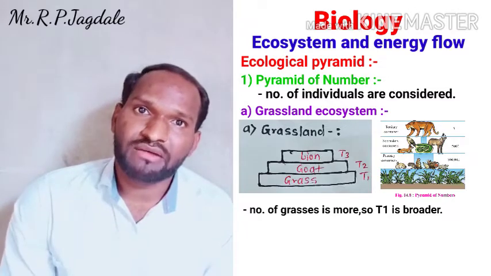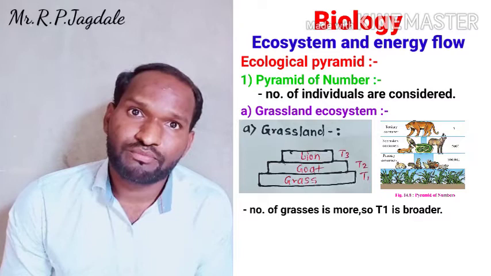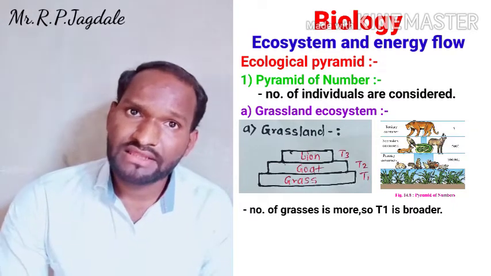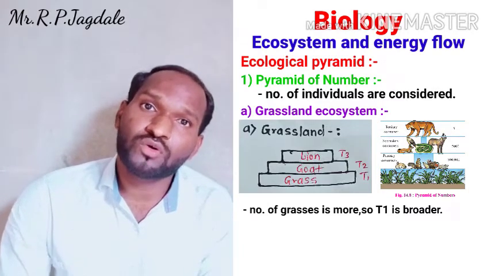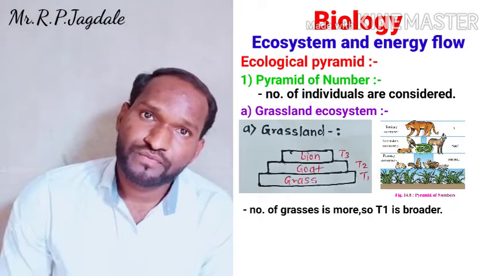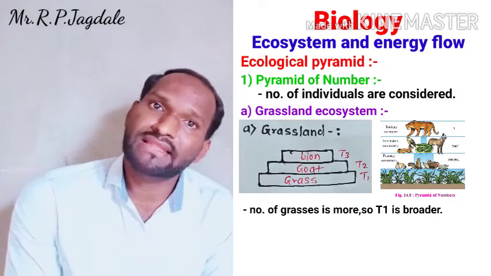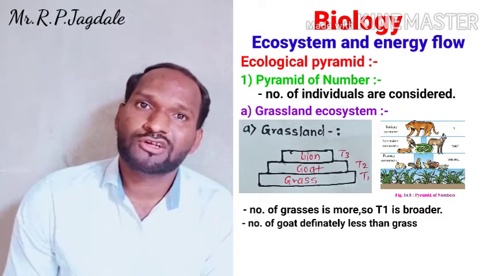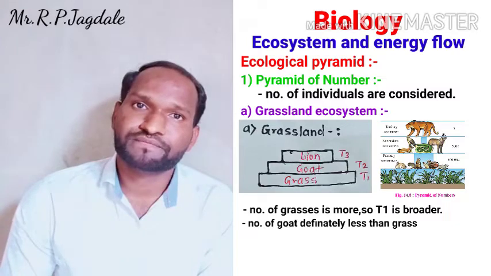So the number of grasses is always more in that ecological pyramid. At the base, at trophic level 1, grasses, so the level is very much bigger. Then on those grasses some herbivores feed, for example here we have taken the goat. The number of goats is definitely lower than that of the grasses, so it is under the second trophic level. The second trophic level is smaller than the first trophic level.